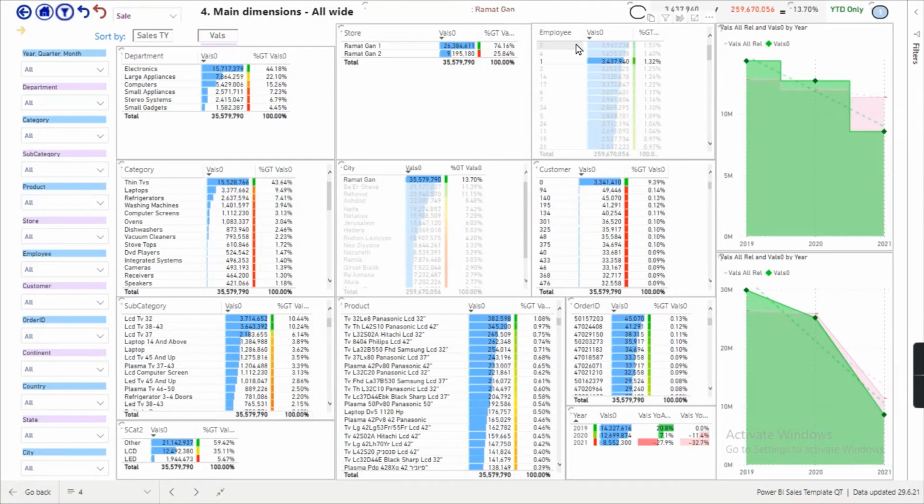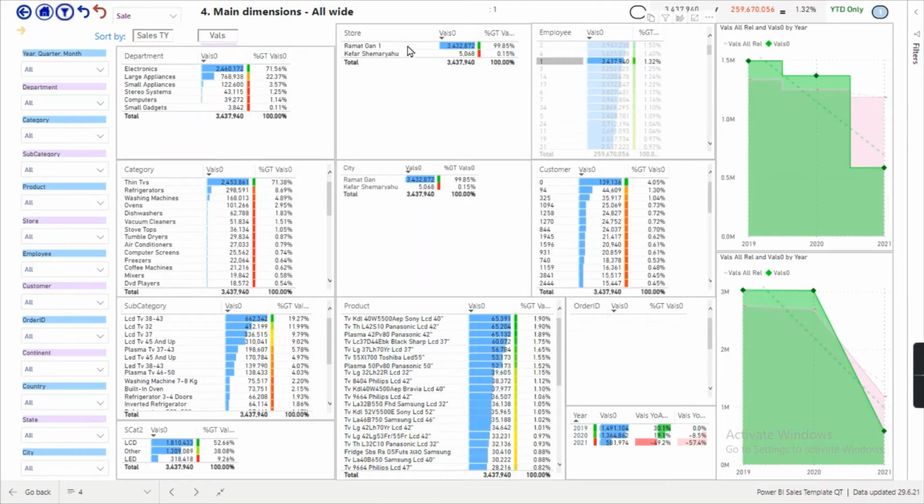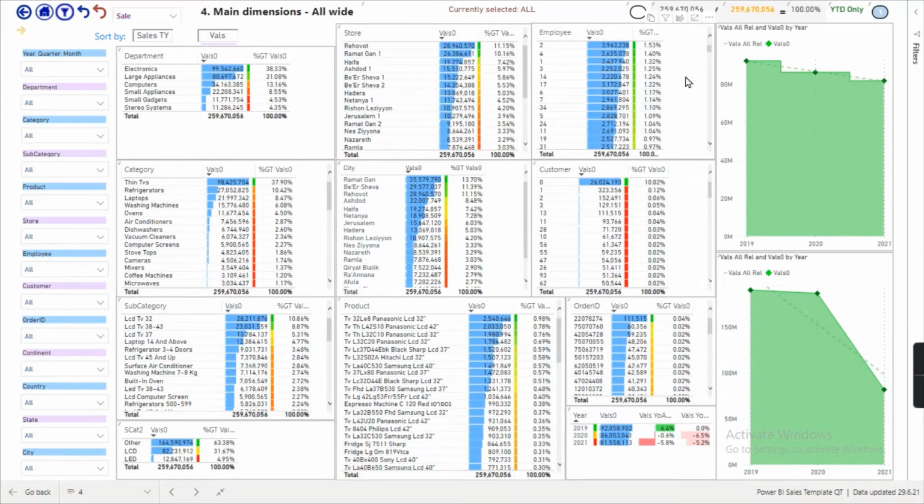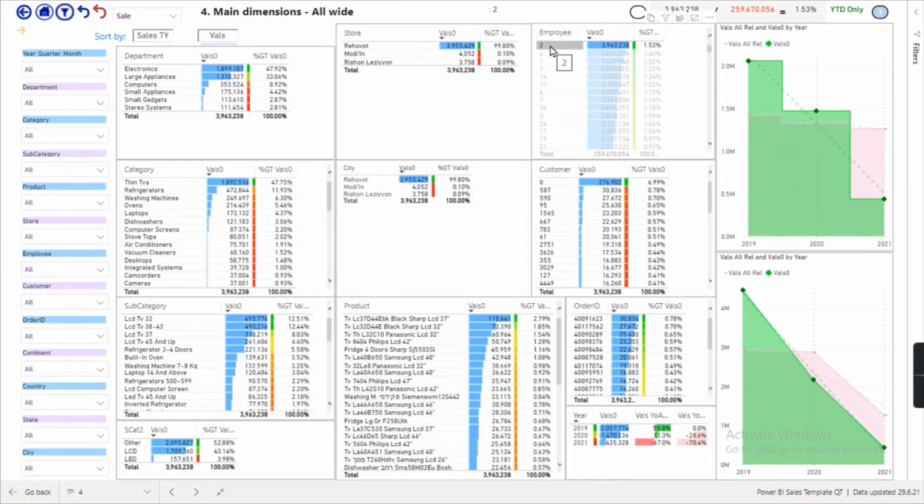Employee. Okay, not one was the biggest employee in Ramat Gan, but we want the biggest in the whole chain. So I click on a blank place, or I reset the filters, and then I see that the biggest employee is called 2. Instead of names, I put numbers for privacy. So employee 2 sold 4 million, that's nice, 1.5% of all the chain, and is selling essentially in the Rehovot store, in the city of Rehovot, of course.